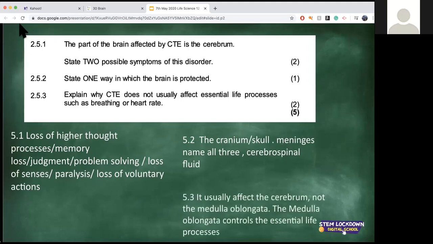For the questions. So for 5.1, loss of higher thought processes, memory loss, paralysis, loss of voluntary action. They might not be able to use a limb or a hand or a foot. Your cranium or your skull, your meninges, you can name them. Pia mater, dura mater, arachnoid.